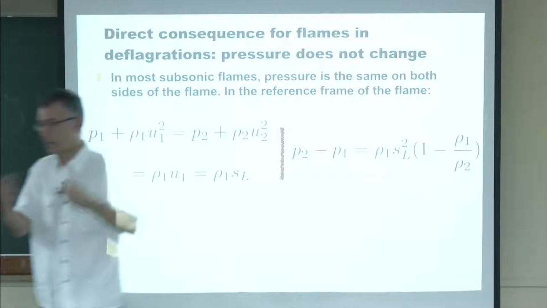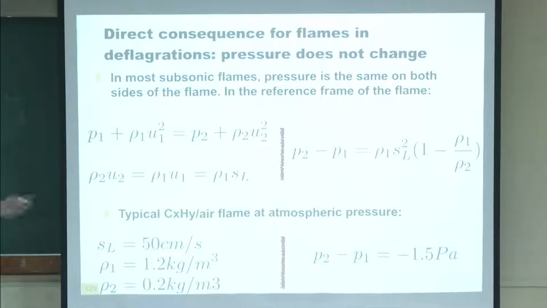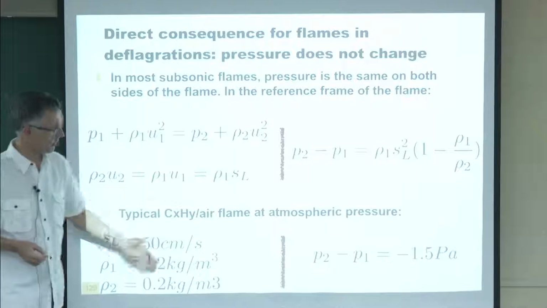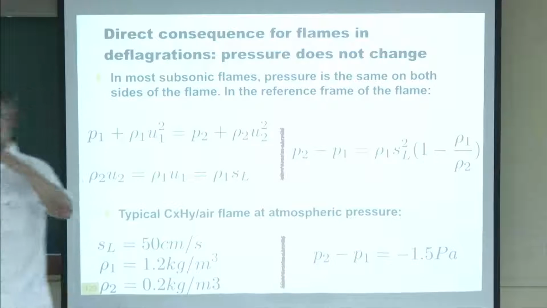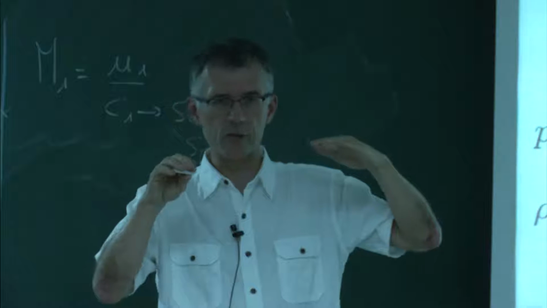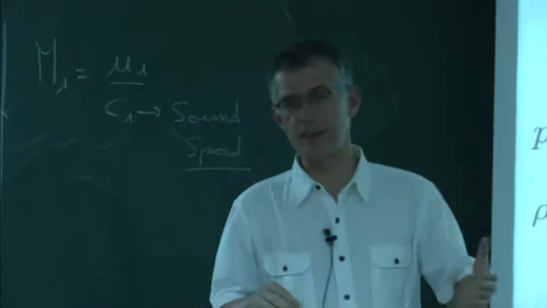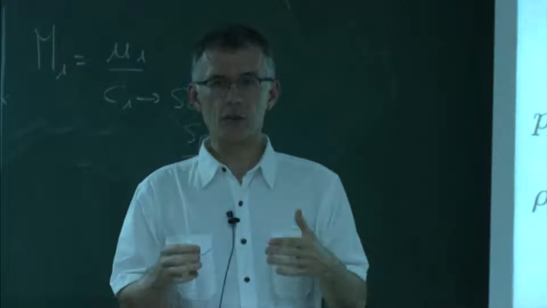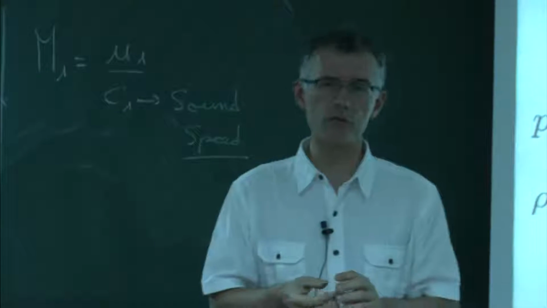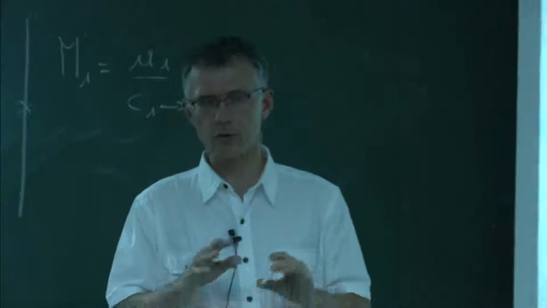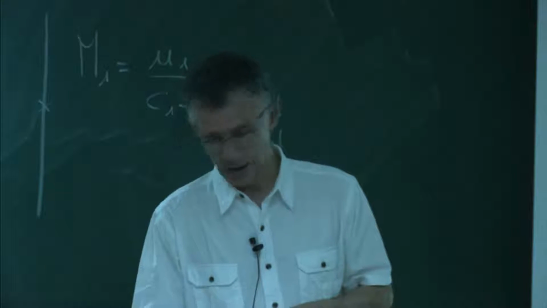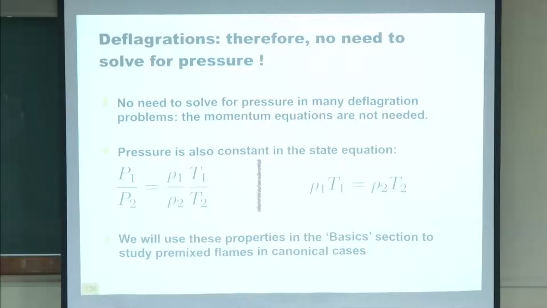And you put numbers there, and you find, you know, that for a typical subsonic flame, the difference of pressure between the fresh and the burn gases is negative first. There is less pressure in the burn gases, and it's a 1 Pascal difference, nothing. So in many theories that we're going to use in the future this week, we're going to assume that pressure is constant for subsonic flames, not a problem. And we'll use this property tomorrow when we derive the equations for 1D flames.